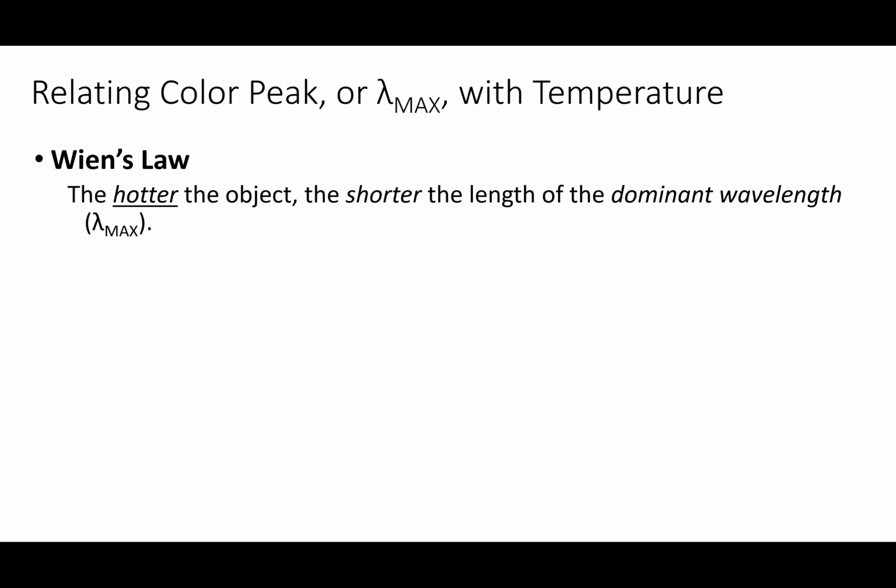So Wien's law, let's see if we can get this right. Wien's law: the hotter the object, the shorter the dominant wavelength. What does dominant wavelength mean to us as we're looking at it?